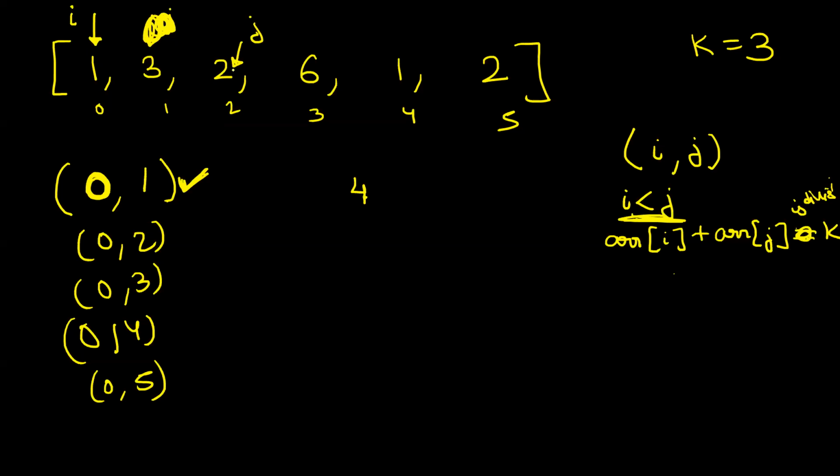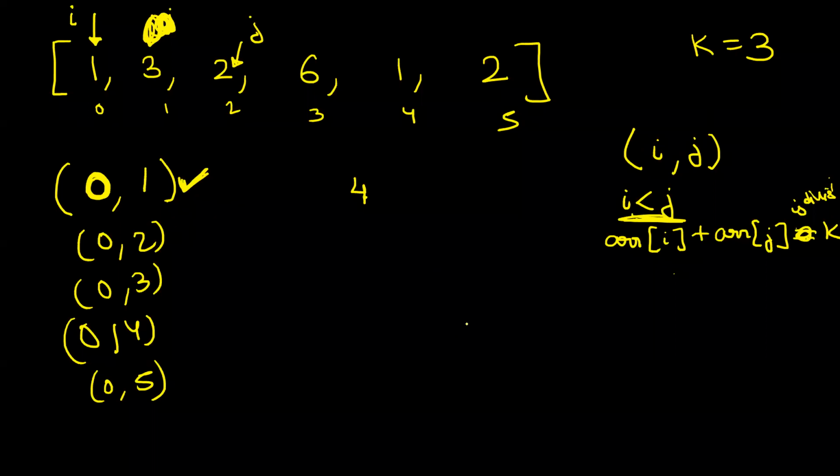ARR of I plus ARR of j. What is this? 1 plus 2, which is 3. And is 3 divisible by 3? Yes, it is. So can I claim to you this is one valid pair? 0, 2 is one valid pair. Can I say yes?